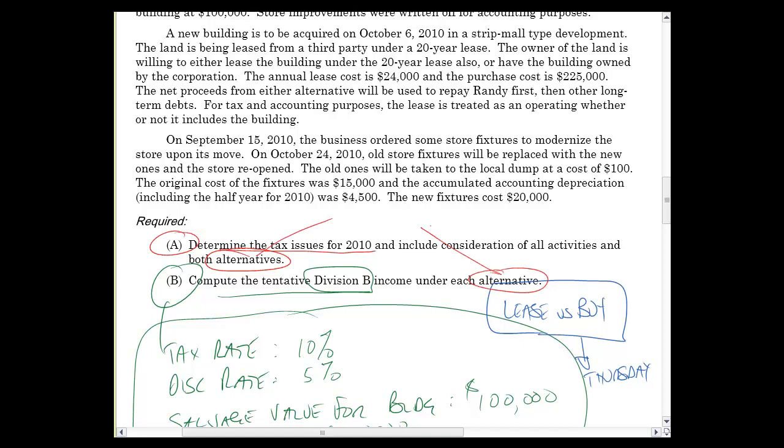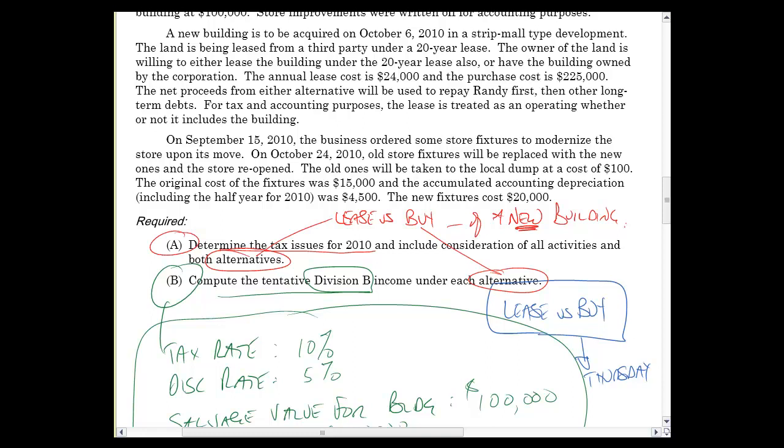Anybody who's looked at the question, what are the alternatives, Michael? The first one is leasing the building under a 20-year lease. And the second one is having the building actually owned by the corporation. Okay, so this is lease versus buy of a new building. It's a very straightforward question in terms of setup.